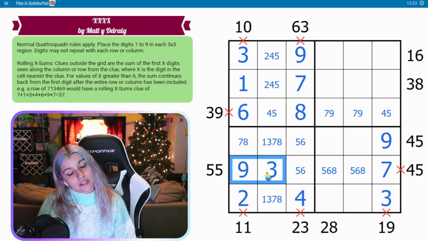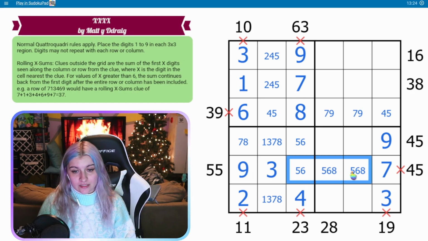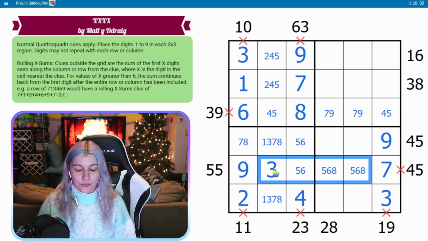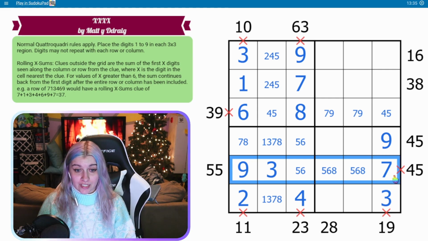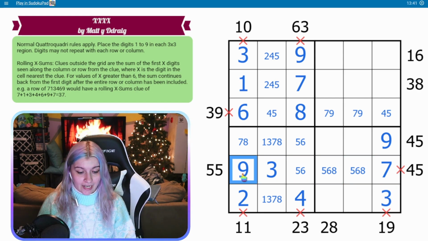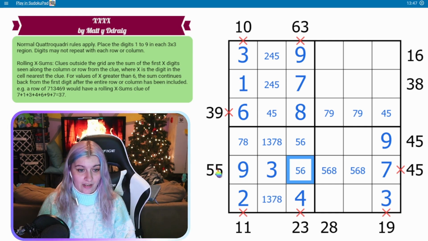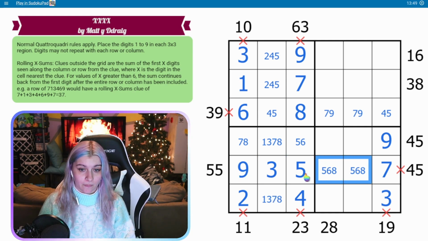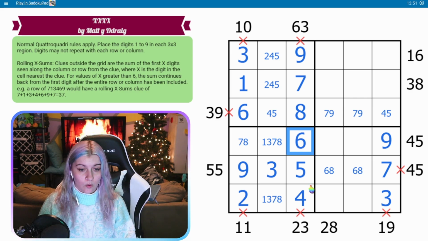9 plus 3 is 12. Okay, let's add these together. 5, 6, 8 is 19. Plus 3 is 22. Plus 9 is 31. Plus 7 is 38. Yep, because 39 minus 1. So this is 38 plus another 9 is going to be 47 plus 3 is 50. So I need this to be a 5 in order to get 55. Woo!